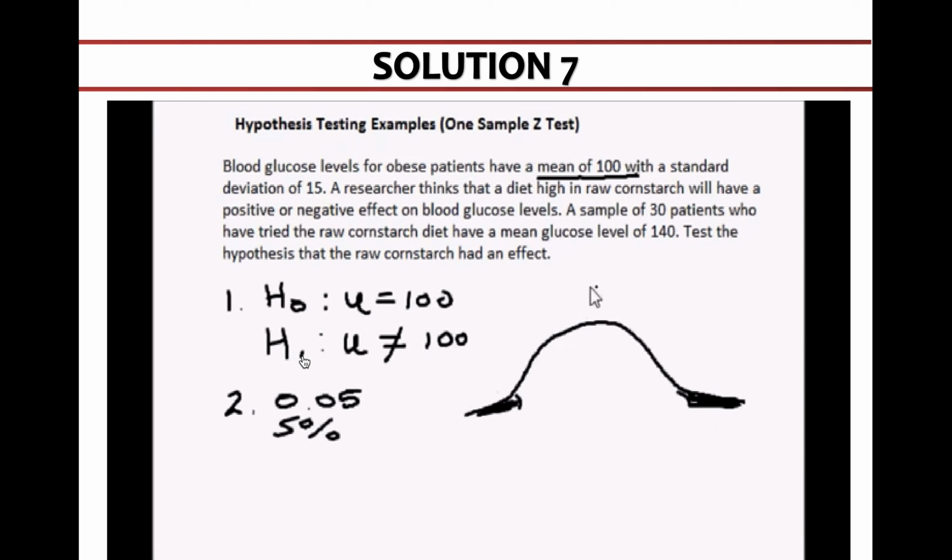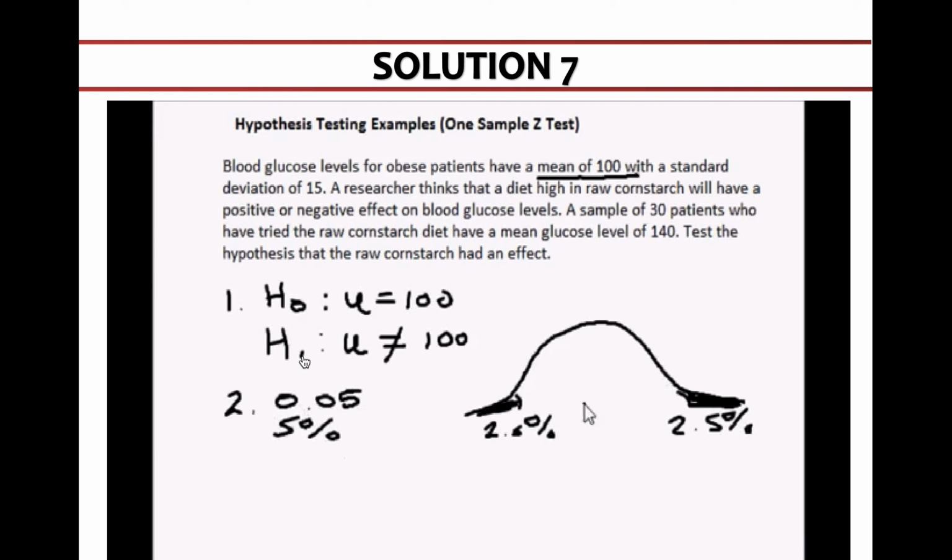If we had the mean is, say, greater than 100, then this would be a one-tailed test because it's just going in one direction. Or if the mean was less than 100, that's also one directional. So we have a two-tailed test. These areas add up to 5%. So we've got half in one tail, 2.5%, and half in the other tail, 2.5%.